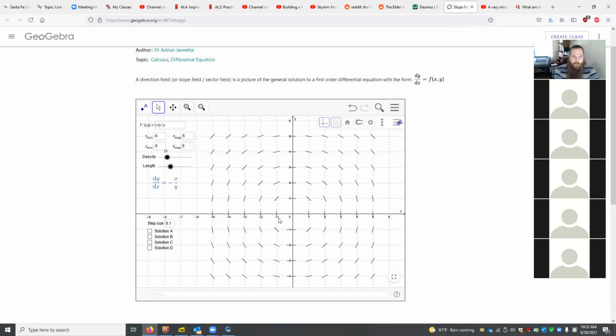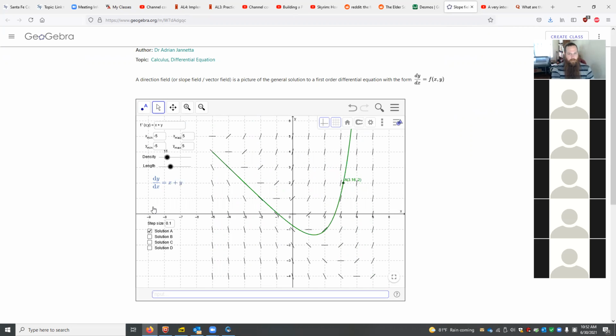Depending on where you choose to plop your initial conditions, oh, this is doing something funny. I haven't looked at this one yet. Depending on where you choose to plop your initial conditions, you can get an idea for what your solution curve will look like. Now, the numerical tools for this are throwing some weird stuff out. But in general, you can play around with these things and have quite a bit of fun. I experimented with some simpler ones earlier.